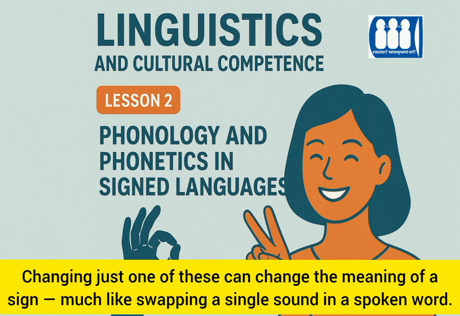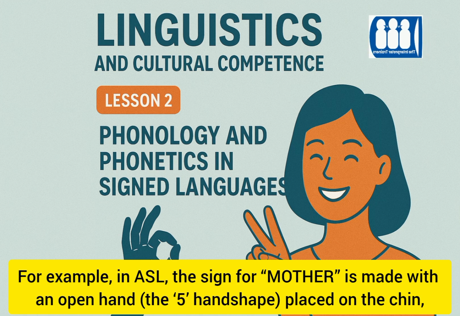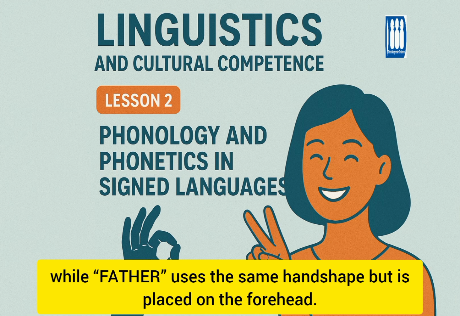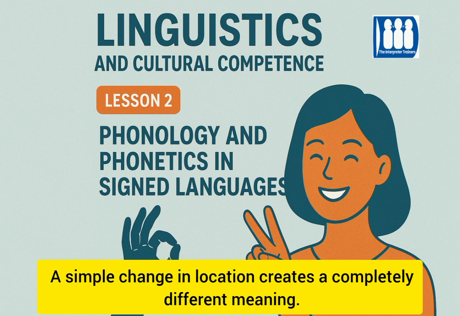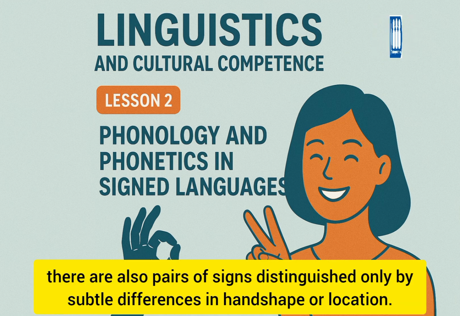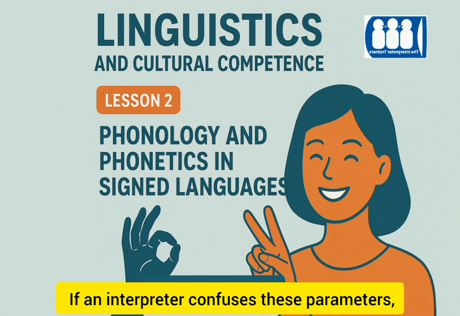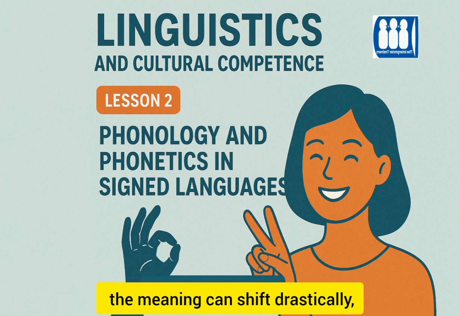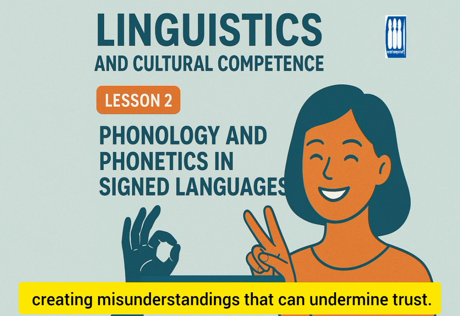in a spoken word. For example, in ASL, the sign for mother is made with an open hand, the 5 hand shape, placed on the chin, while father uses the same hand shape but is placed on the forehead. A simple change in location creates a completely different meaning. In Ghanaian Sign Language, GHSL, there are also pairs of signs distinguished only by subtle differences in hand shape or location. If an interpreter confuses these parameters, the meaning can shift drastically, creating misunderstandings that can undermine trust.